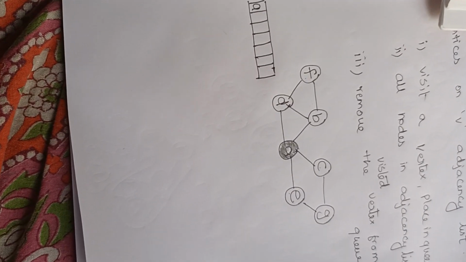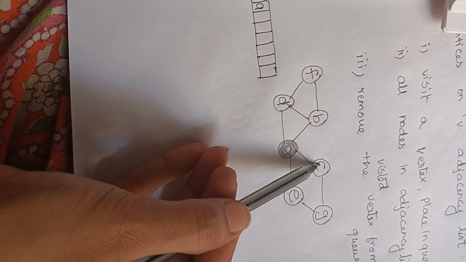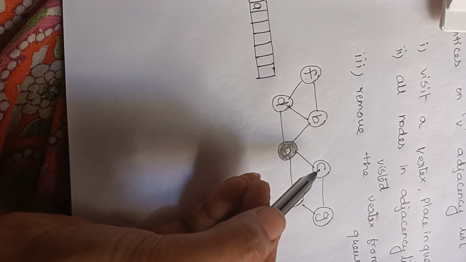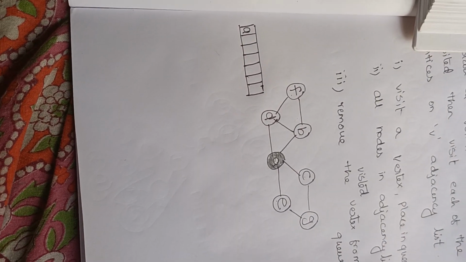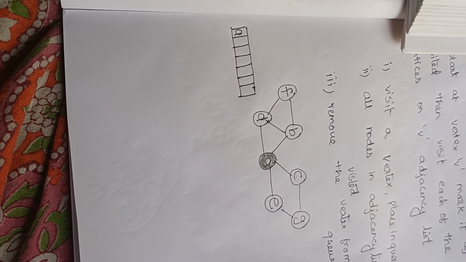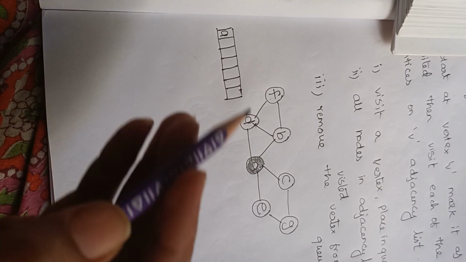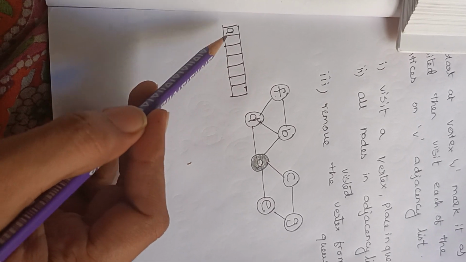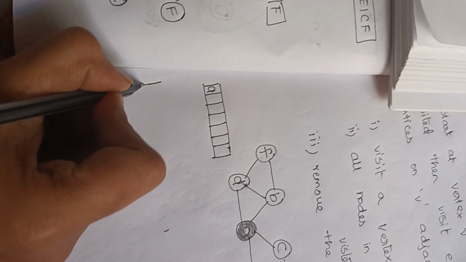So now what will we visit? We will visit all the neighboring nodes of my A. It is B, C, D and E. What we will do? We will visit B, C, D and E. We will mark everything, and once all the neighbors have been visited, what we should do? We should remove this A from the queue.